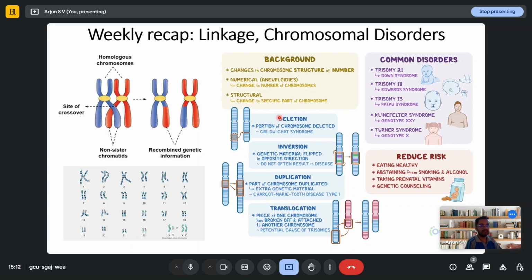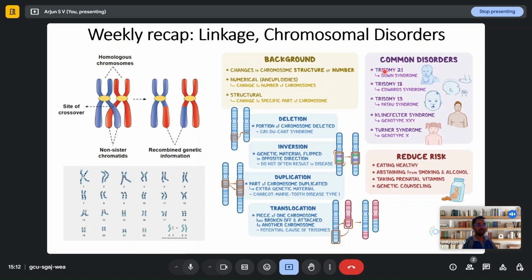And we also saw how this kind of modification to the genetic material can lead to some disorders. We mainly saw disorders which are based on trisomy. That is, instead of two chromosomes, we have an additional chromosome. So trisomy of different chromosome numbers can lead to different diseases.